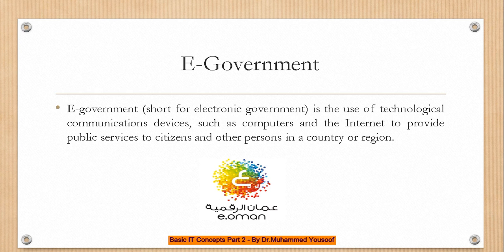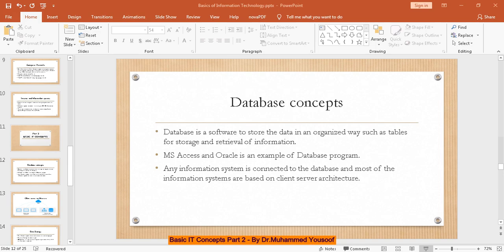The last slide of this one, probably you are so happy that I am finishing now. E-government, it's called electronic government. What is electronic government? You call it e-hukuma. It is actually the use of technological devices such as computers and the internet to provide public services to the citizens and persons in a country or region. For example, we have a website for e-Oman. The e-government website of Oman is called e-Oman.